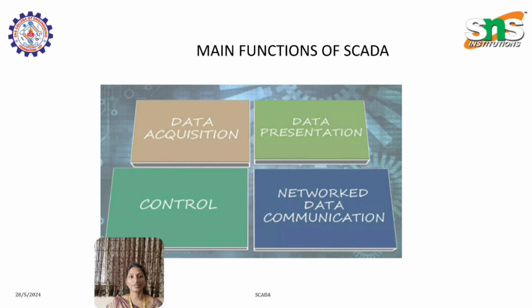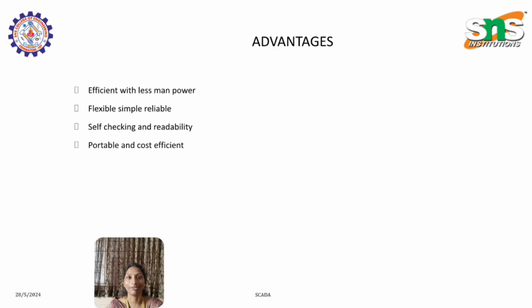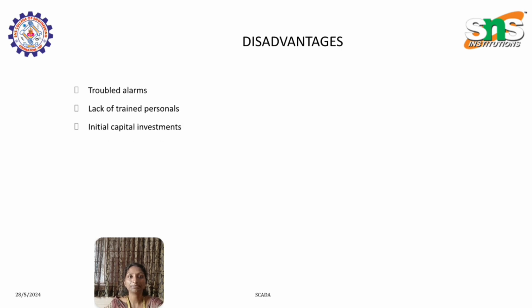The main functions of SCADA are data acquisition, data presentation, control, and network data communication. These are all the main functions. Why do we have to go for SCADA? The advantages are that it is efficient with less manpower; one or two people will be sufficient for operating a machine. It is also flexible, simple, reliable, self-checking, readable, portable and cost efficient.